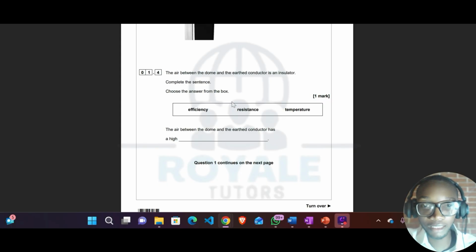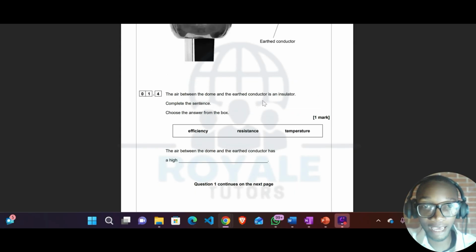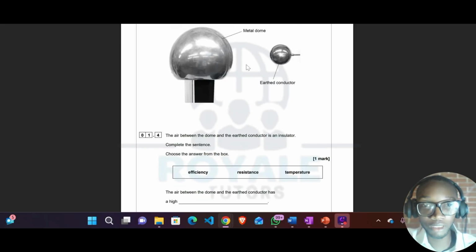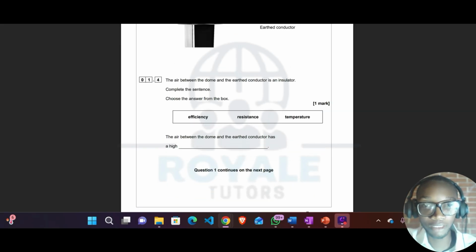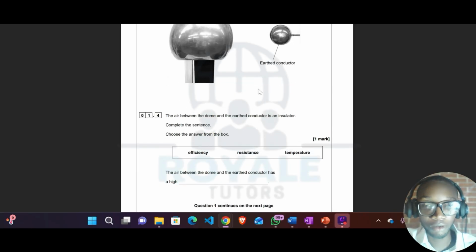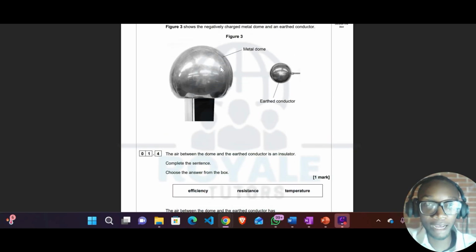Because it's an insulator, right? So the air in between this place would have a high resistance. And why is that? It will have a high resistance because there is no exact connection between this and this. If there were a connection between this and this, it would cause transfer of charges. But that is not possible, because there is a resistance that is not allowing that to happen between these two devices.